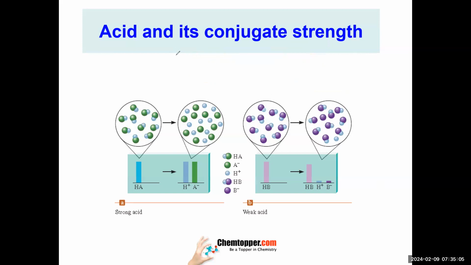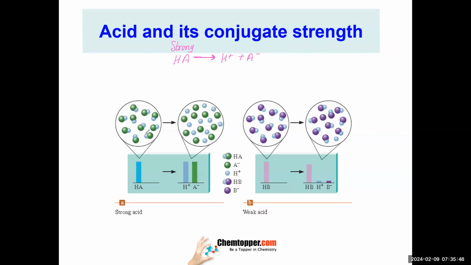One last question. Let's say HA is an acid. What is its conjugate base? What is the conjugate base of this HA? A minus, perfect. Now this HA is undergoing dissociation to give H plus and A minus. And we are saying it's a strong acid. If it is a strong acid, then the equilibrium or the reaction is totally on the product side.